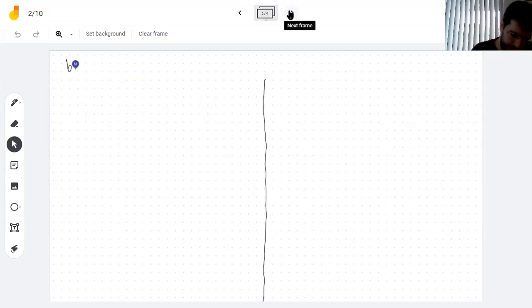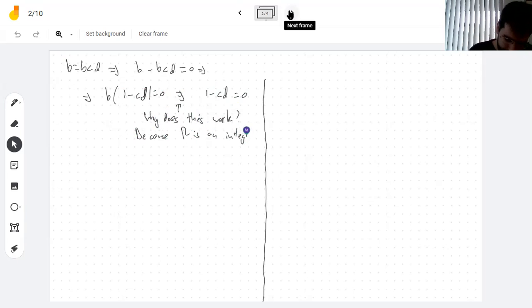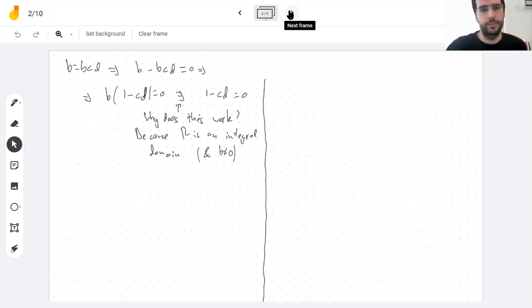So I have B equals BCD, and then I'm saying this is zero. And I'm saying that this means that 1 minus CD is 0. Why does this work? Is this an integral domain? Right, exactly. It's because it's an integral domain. Integral domains are exactly the rings where you can cancel. You can cancel multiplications by things that are not zero. Otherwise, you probably can't.